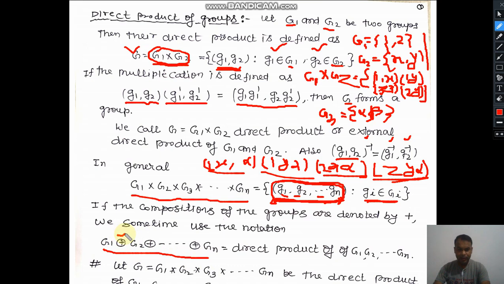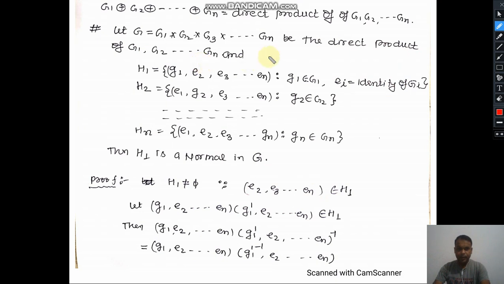This symbol is known as direct sum in discrete mathematics or another computer oriented subject. So you will use this symbol here. However, we are writing it to find the external direct product. We are using this symbol for the product, but internally G1, G2 and so on have the composition addition. Let's discuss a theorem.